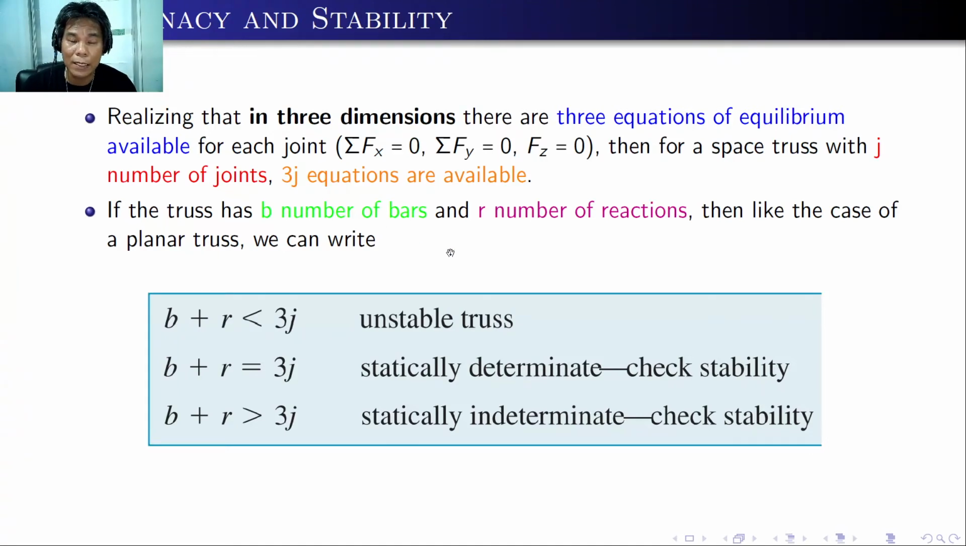So if the truss has B number of bars and R number of reactions, then like the case of a planar truss, we can write B plus R is equal to 3J. If it is equal, then it is statically determinate, but you check the stability. If B plus R is less than 3J, then the truss is unstable. If B plus R is greater than 3J, it is statically indeterminate, but you also have to check the stability.